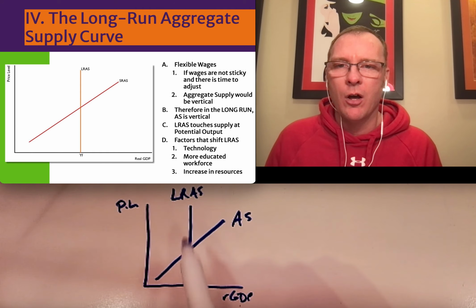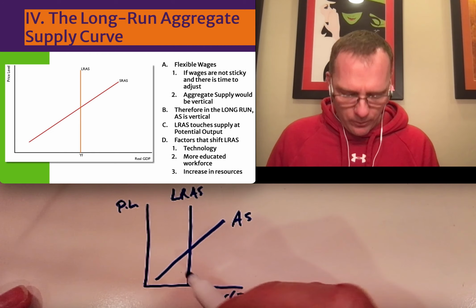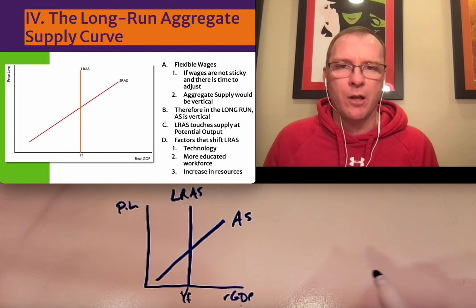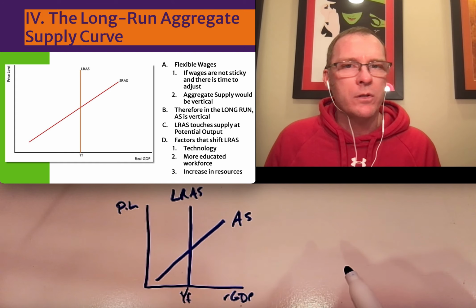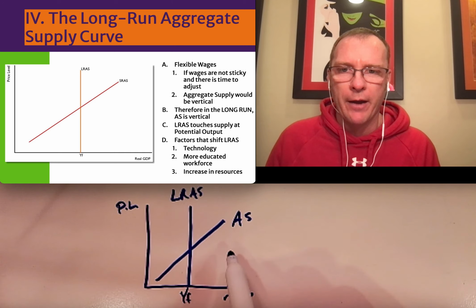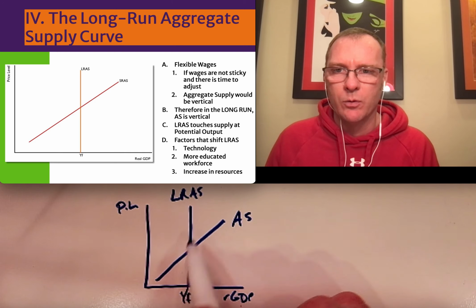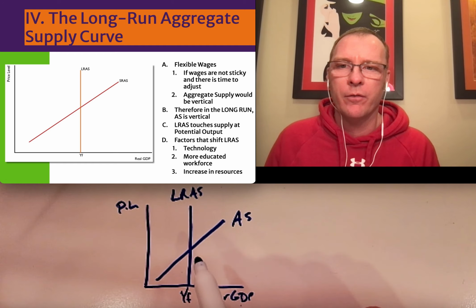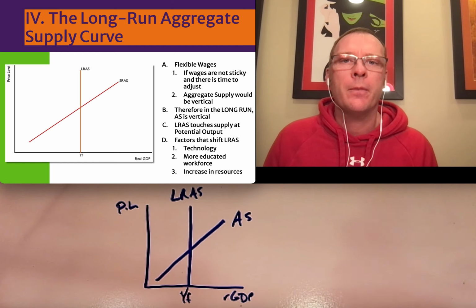Now, does this long run ever change? I would say be very cautious when you decide to move this long run aggregate supply curve. Almost always, it's not going to be the case. It's going to be a movement of your aggregate supply back and forth, which will then get us to a different point on our long run aggregate supply curve. But the long run aggregate supply curve pretty much stays in one spot.